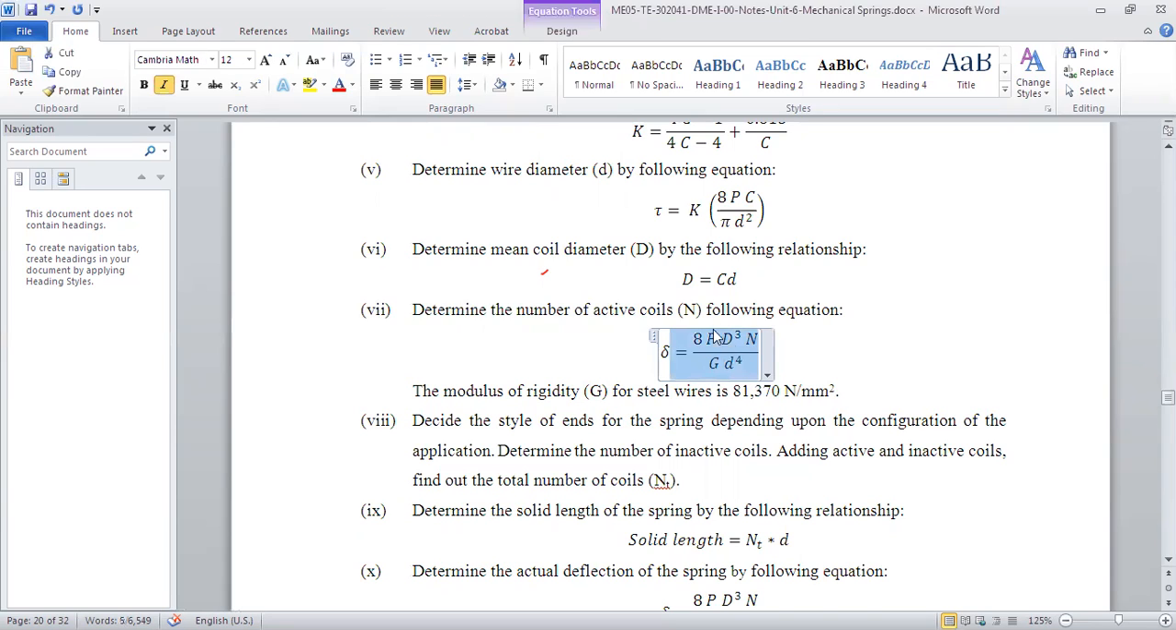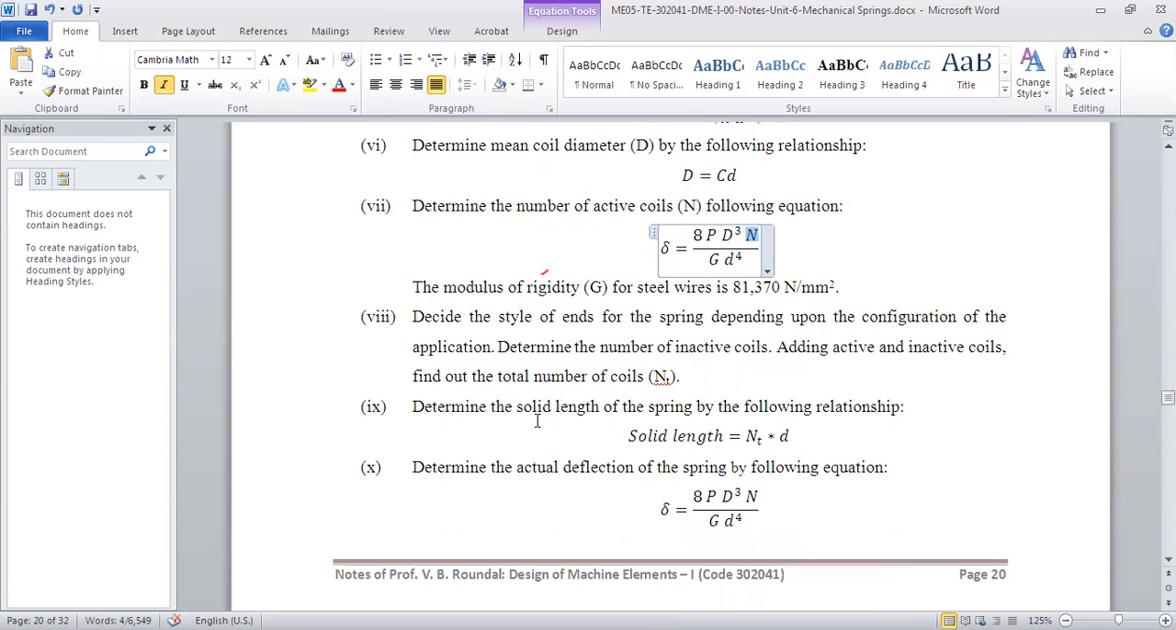Once we know all the diameters, the small d, capital D, spring index, and N, the active coils, then depending on the ends of the spring and the application, we can add or subtract half or two to get the total number of coils. For that we need to find the ends of the spring. What kind of ends? It could be ground, regular plain ends, or square ends.